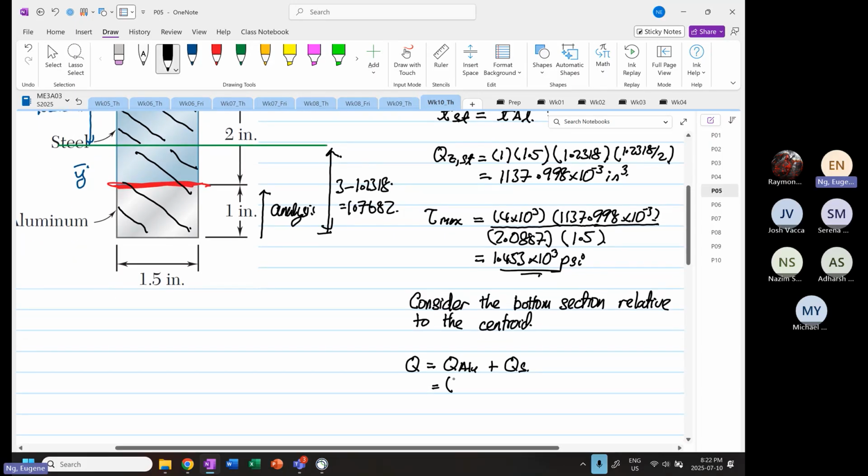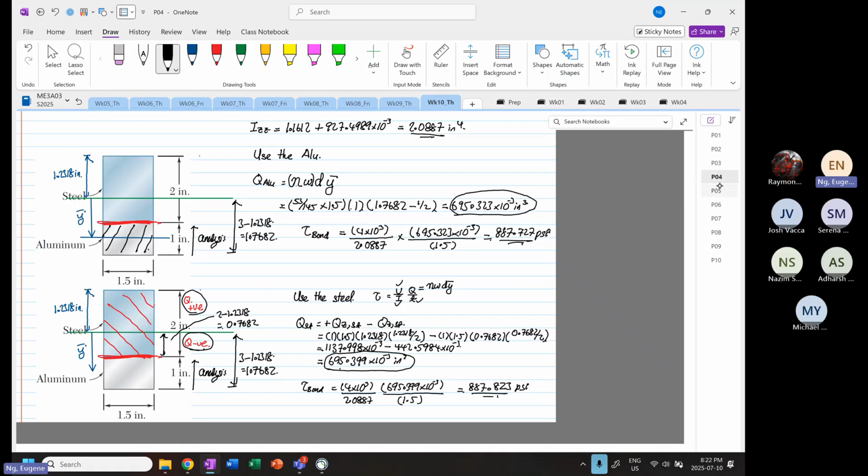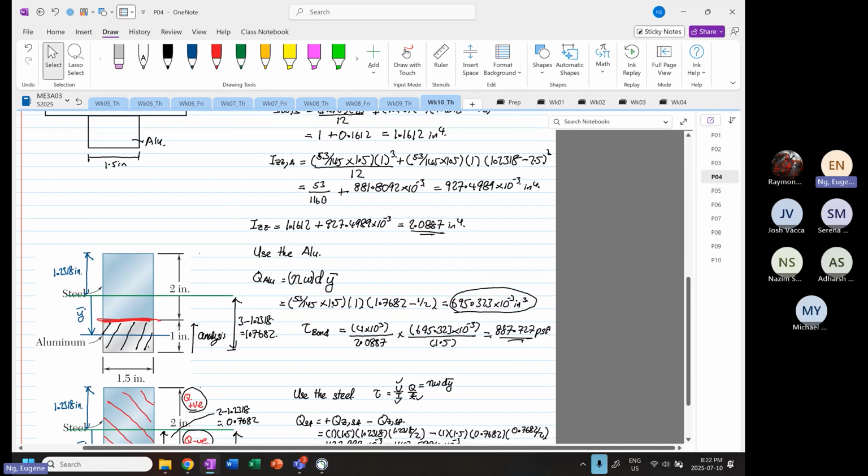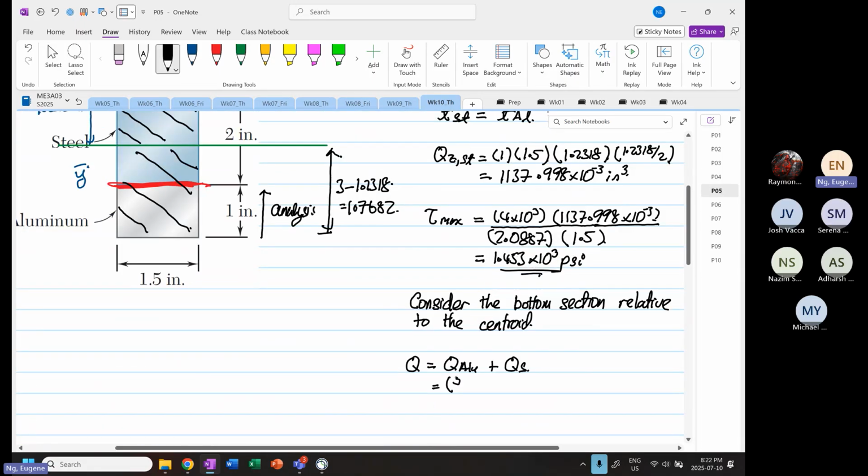So we know that the N is what? Can't remember the N now. 53 over 145. So 53 over 145 multiplied by 1.5, then multiplied by the depth. The depth is 1 inch, right? The depth is 1 inch.